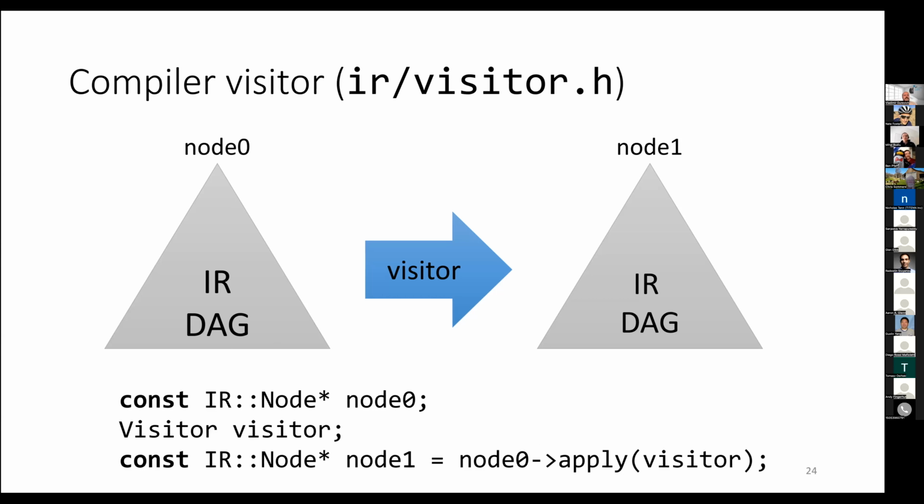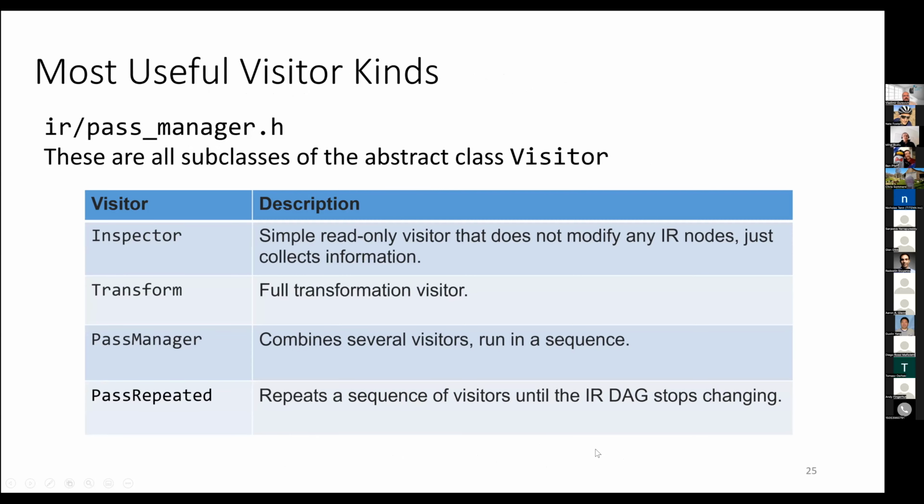So visitors are just functions that transform DAGs. Now, there's actually many kinds of visitors. They are all defined in the pass manager header file, but these are the most useful ones. The inspector is a visitor that actually doesn't change your program.